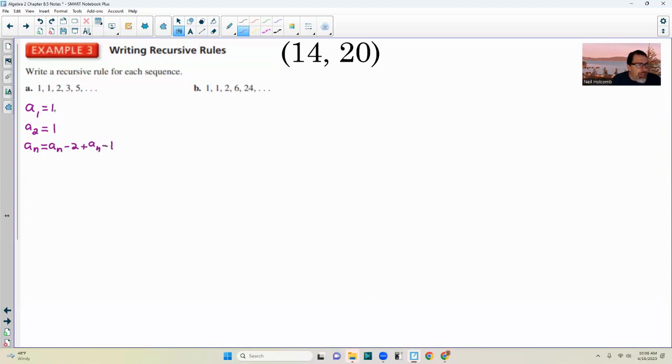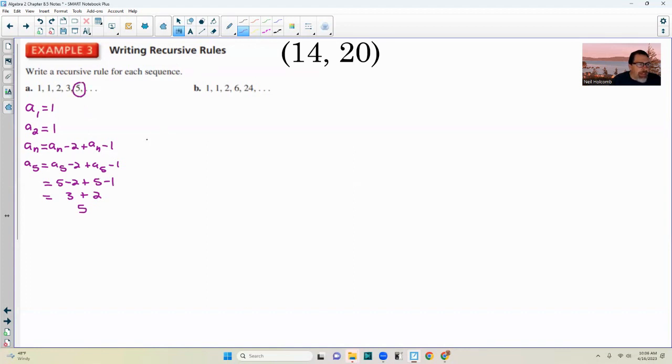So what am I talking about here? Well, 1, 2, 3, 4, 5. So let's take a look at 5. So if I have a sub 5, well, that's going to be a sub 5 minus 2 plus a sub 5 minus 1. And what is a sub 5? 1, 2, 3, 4, 5. It is 5. So 5 minus 2 plus 5 minus 1. Well, 5 minus 2 is 3, and 5 minus 1 is 2. And that comes out to be 5, which is what our term is.